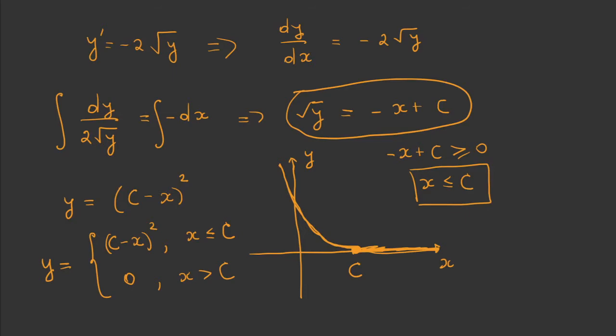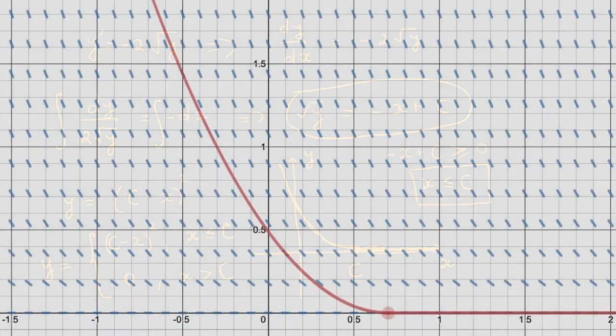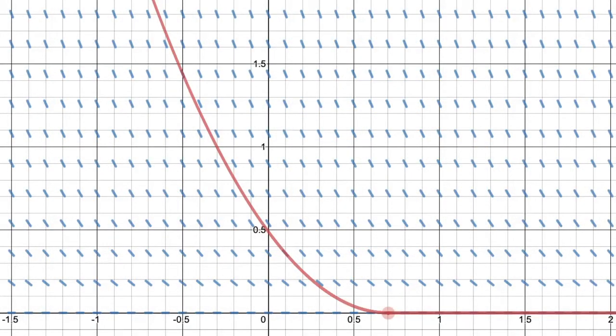And so, in addition to the x-axis, our solution curves for this differential equation are curves that are part parabolas and part x-axis. Here is one of these solution curves corresponding to the value of c equal to 0.7. To the left of 0.7, the curve is a parabola. To the right of 0.7, the curve is a straight horizontal line.